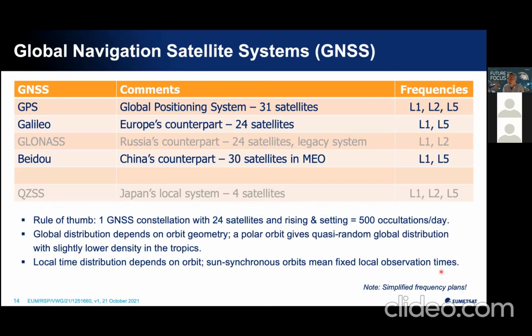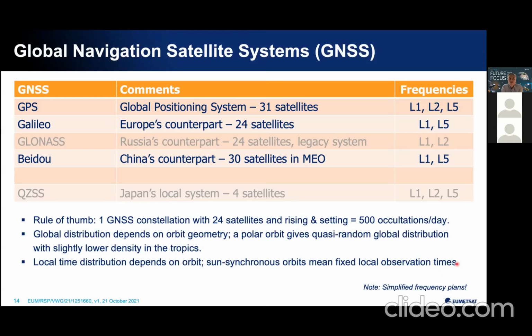They have 30 satellites in this medium Earth orbit, and a few more somewhat higher, which we are not using. There is, for example, the QZSS system, but that only consists of 4 satellites, and that's why in EPS-SG we will not be exploiting this one either.